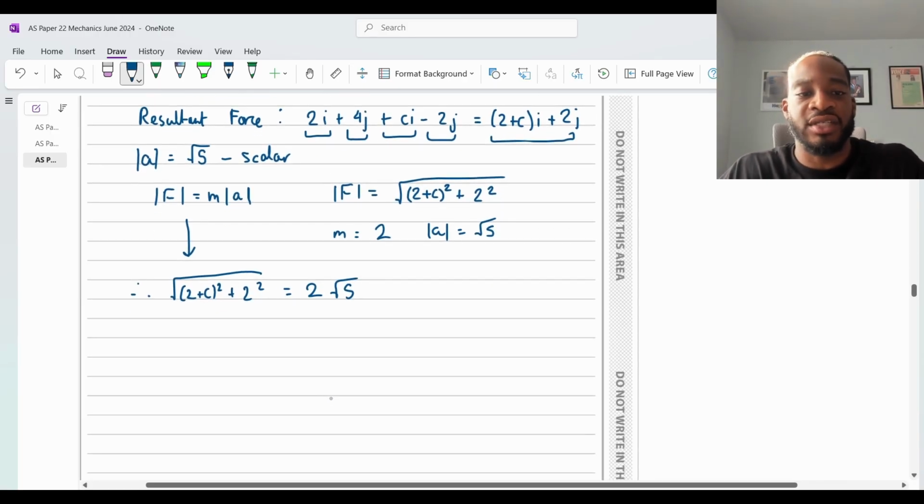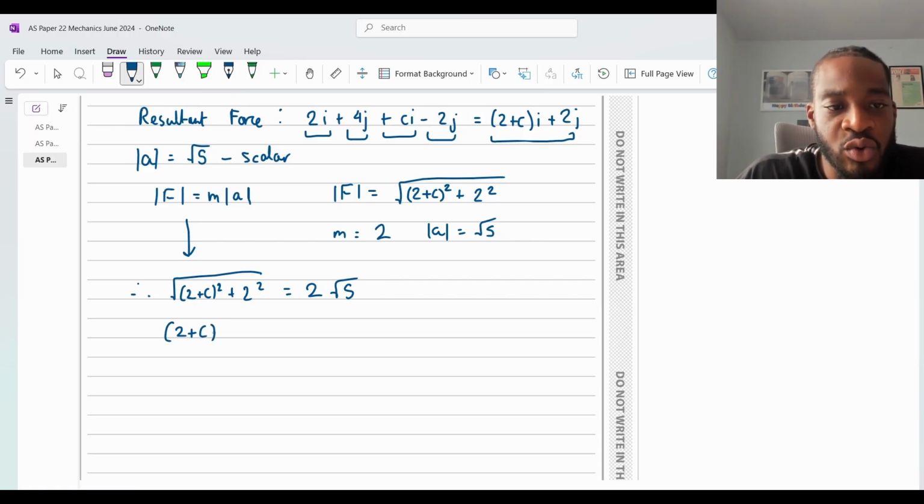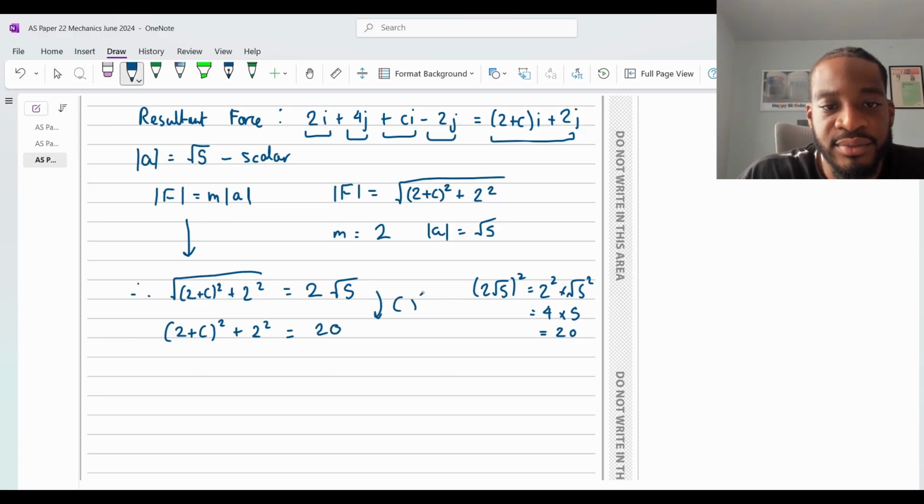Now we just have to solve this and see what we get. Squaring both sides is going to get rid of the root, so it's (2 + c) all squared plus 2 squared. And then you have to be careful: if I square the right side, 2 root 5 all squared is just 2 squared times root 5 all squared. 2 squared is 4, root 5 all squared is 5, so it's 20. So that is a 20 when I square both sides.